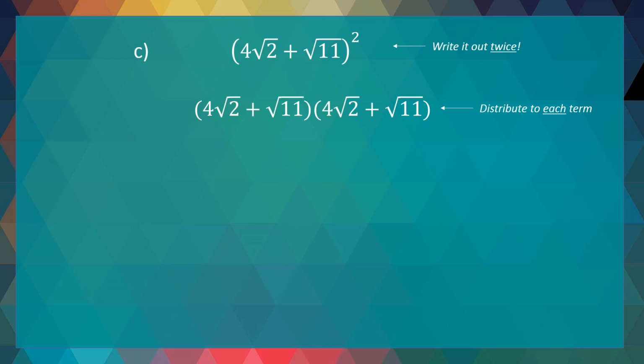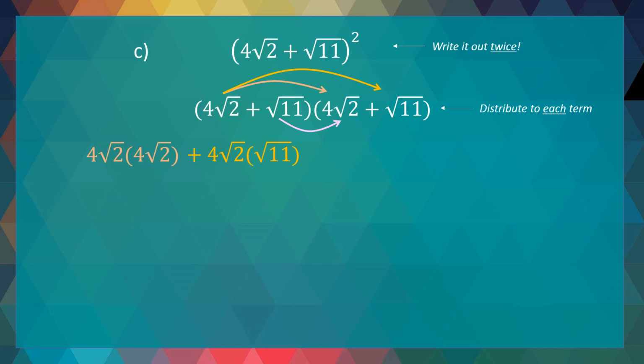So again, we start to carefully multiply. Your first value is 4 square root 2 times 4 square root 2. Next we have 4 square root 2 times square root 11. Next we have square root 11 times 4 square root 2. And then square root 11 times square root 11. So we have 4 branches. We have 4 different sets of terms.